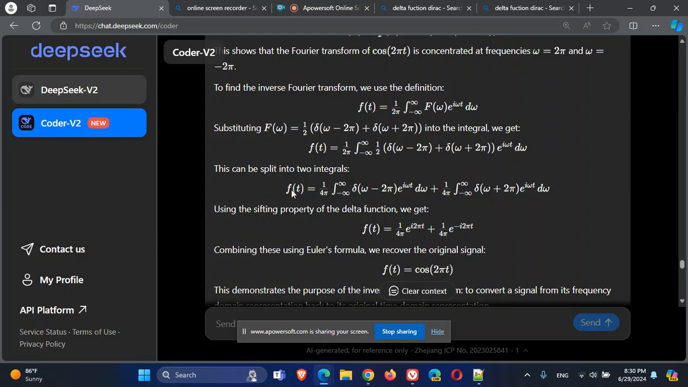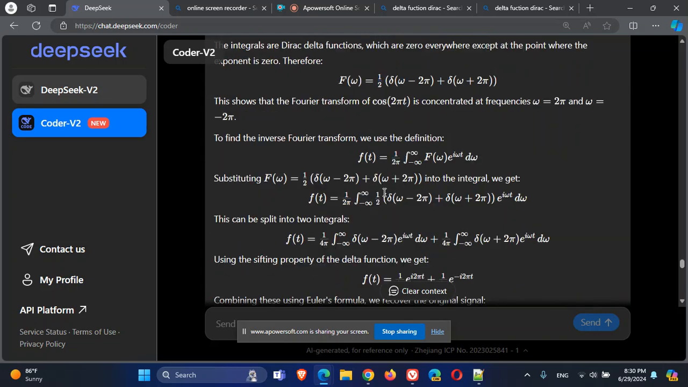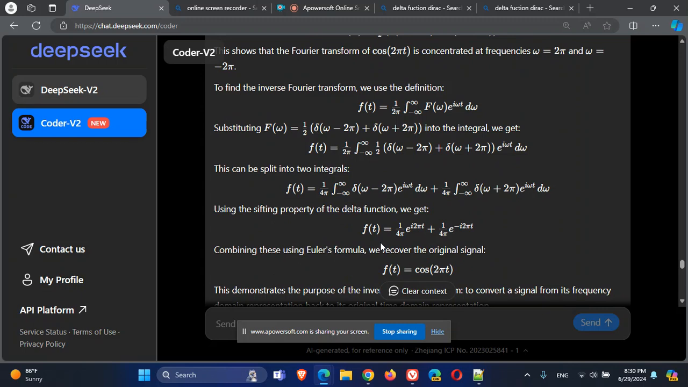Again, let's ignore the coefficient for a little bit. It came from here, and the half from here. Never mind the coefficient now. So we use what is called the shifting property of the delta function, and we will get this.